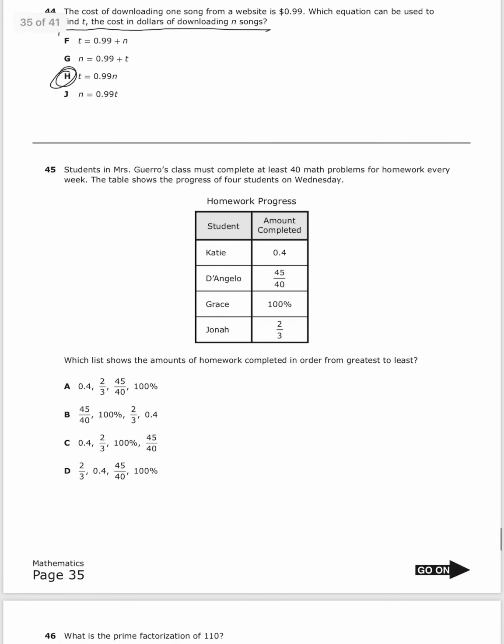Alrighty, moving on to number 44. So we have to order from greatest to least. And a lot of us got confused because we said, oh, this is the greatest number. But this is not the greatest number. 45 over 40 is the greatest number, because if you notice here, it's 45 over 40, which means this is going to be greater than one whole. Okay, so D'Angelo is going to go first at 45 over 40, and then 100%. Then we know that this is 0.66%, and then we know that this is 0.40. So B is our answer choice.